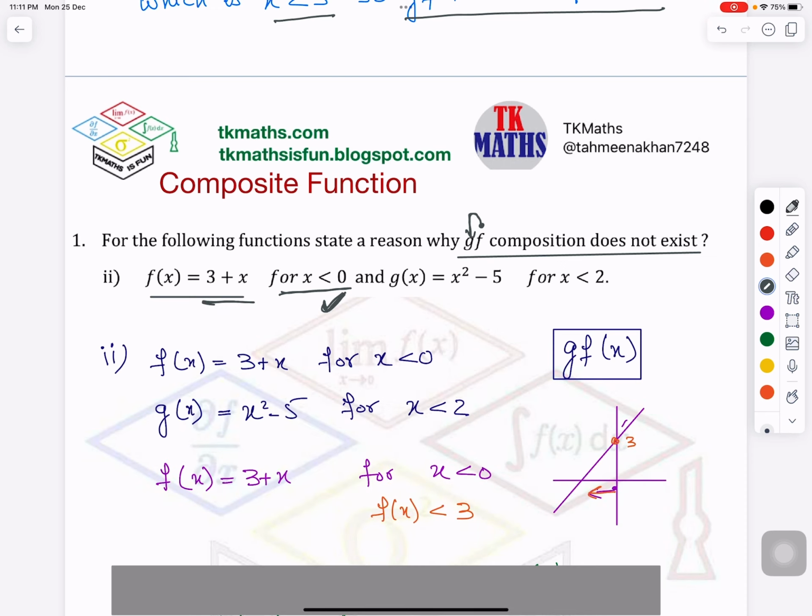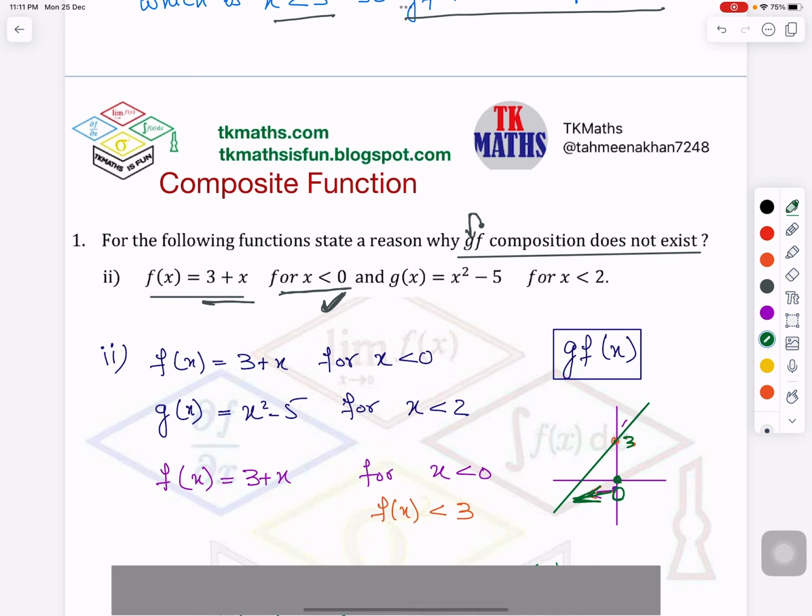So what did I get here? f of x is less than 3. I have shown it through the graph also, a sketch also. Linear function I have drawn here for you. You can see here, this is my linear function, and x less than 0 means this side. So when I put x less than or equal to 0 in the function, I got 3.